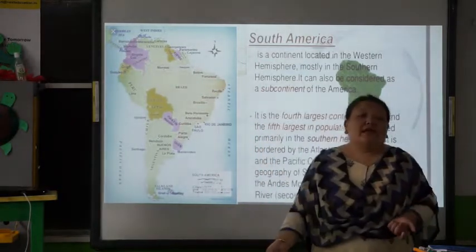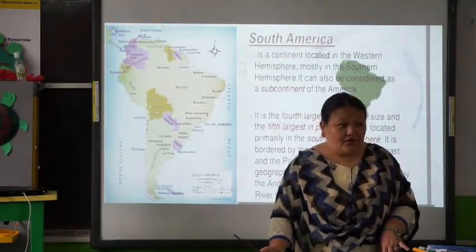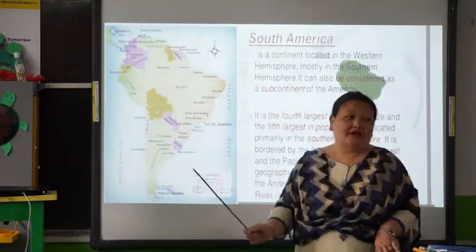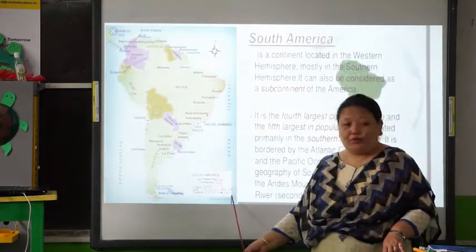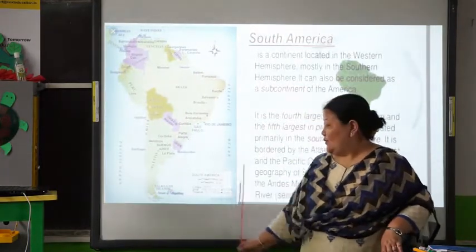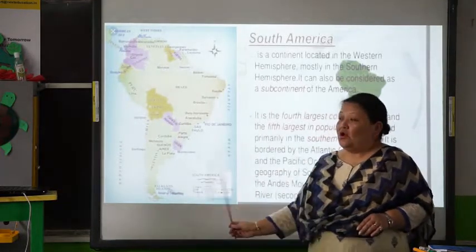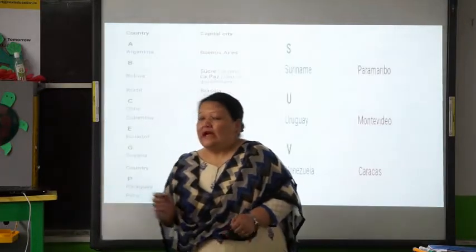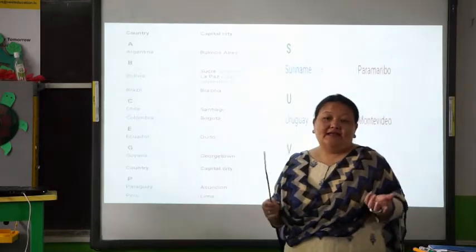So the latitudinal extent of South America is from 12 degree north to 55 degree south. Okay, 12 degree north to 55 degree south. And then longitudinal extent is 35 degree west to 81 degree west. Okay, so this is your latitudinal extent and this is your longitudinal extent. Now, in total there are 12 countries in South America.